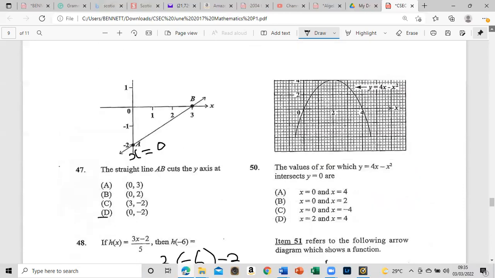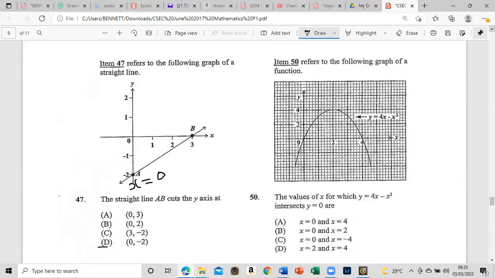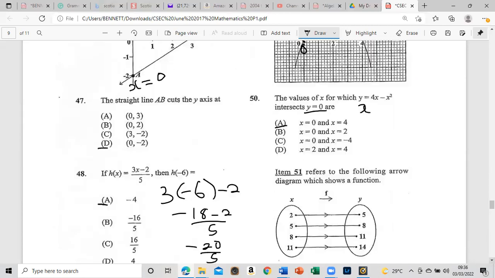Alright, let's move on. 50. Almost at the end now, guys. The values of x for which y equals 4x minus x squared intersects y equals 0 are... So this is the x-axis. Let us see where it goes to the x-axis. This is the origin, so this is 0. And this is 4, so x is equal to 0 and x is 4.